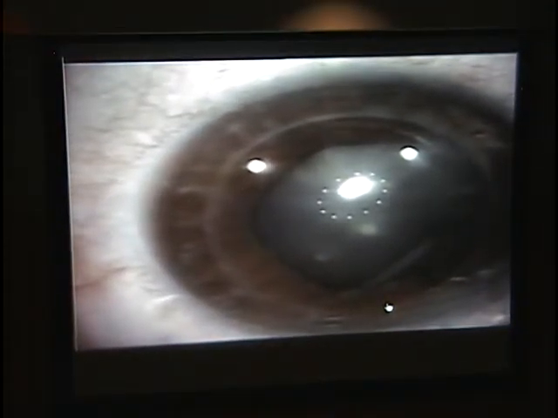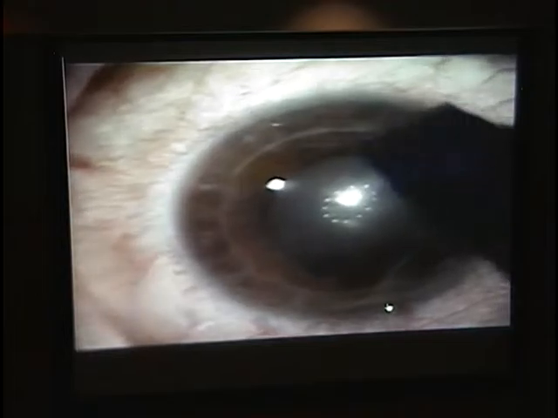The operation begins with the evaluation of the astigmatism as determined by the office keratometry with the surgical keratometer. I like to see at least 50% overcorrection with a wedge resection, sometimes up to 100% in the higher degrees of astigmatism. We mark the axis. Besides that, a corneal graft.